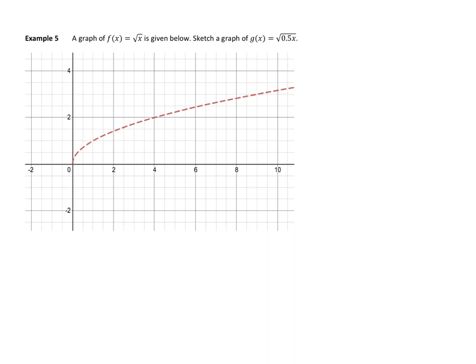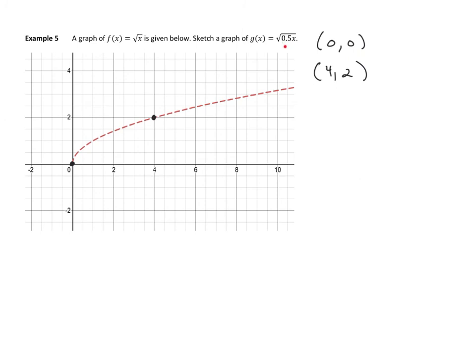Okay, in our last example, example 5, we're going to work with f of x is equal to the square root of x. So maybe just to label a couple of points on here, you get the point 0, 0. And if you put 4 into the square root function, you get 2 back. Those would be two good points to work with, 0, 0, and also 4, 2. What does the new graph, g of x is equal to the square root of 0.5x, look like? What is this new function?